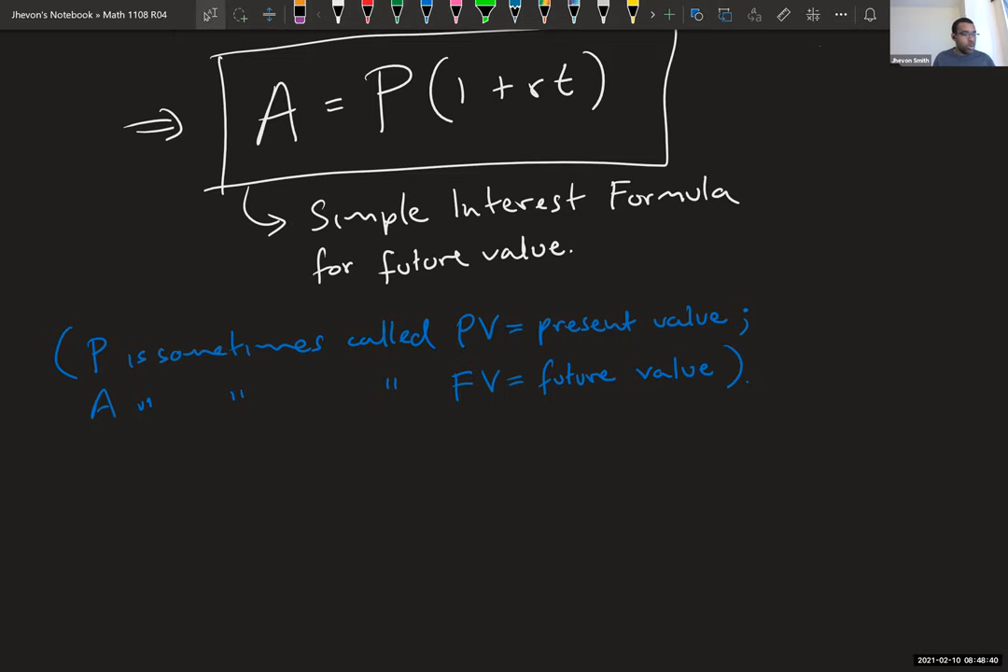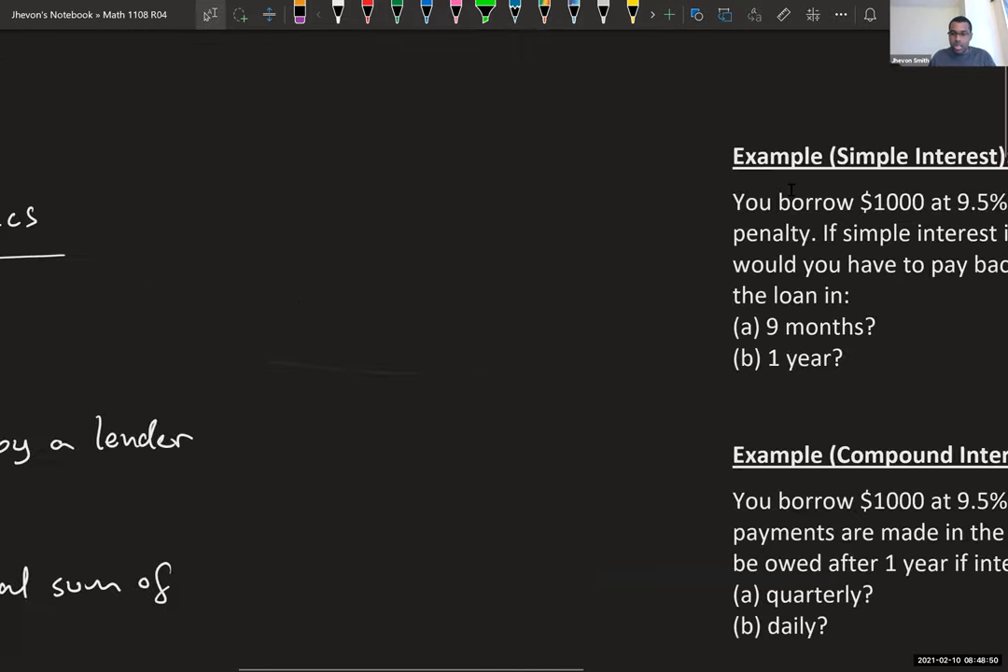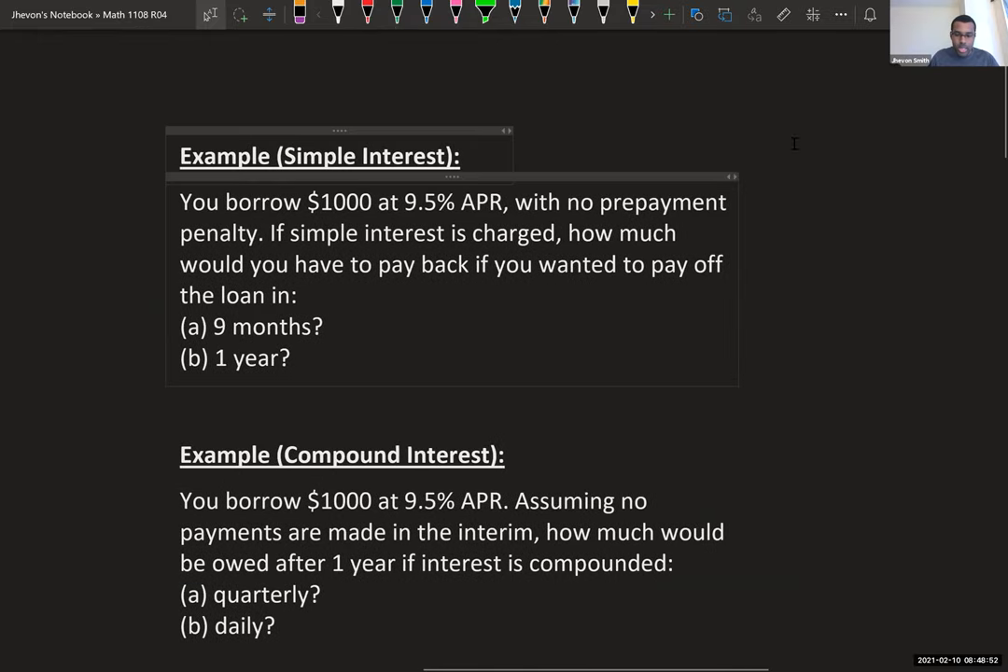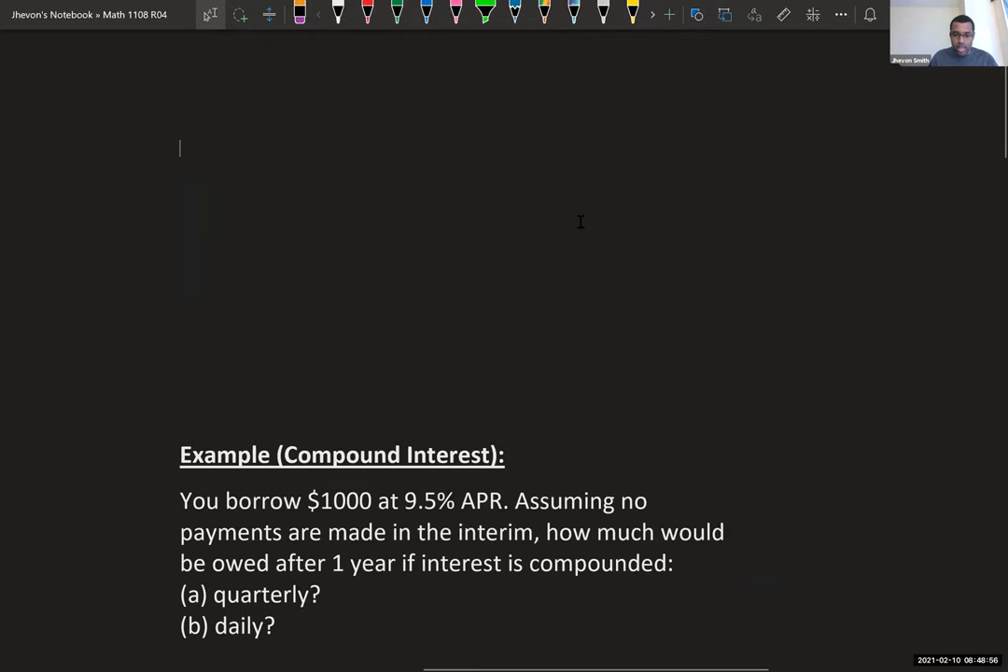Okay, so let's do an example finally. Been writing notes forever. Here's some examples I got for you guys. I got you. Okay, here we go.